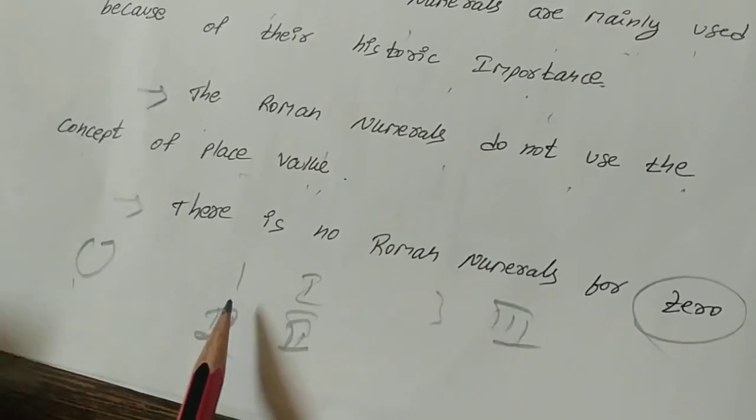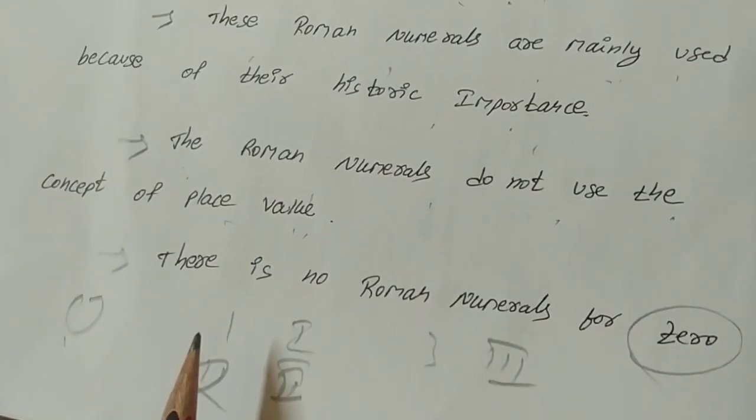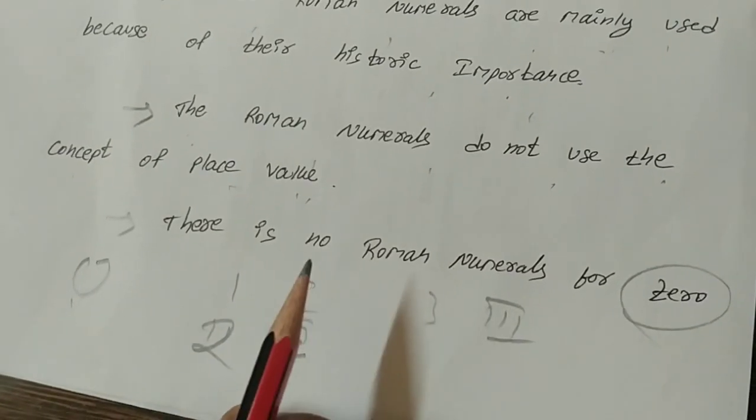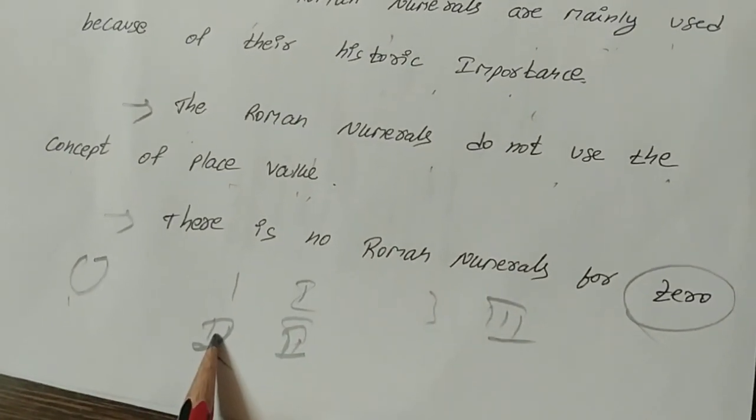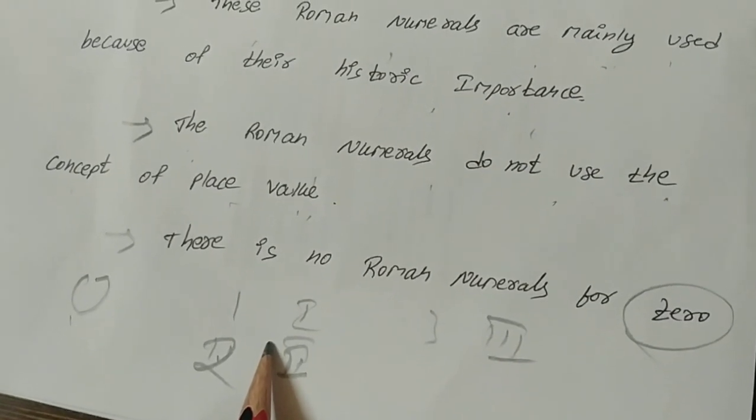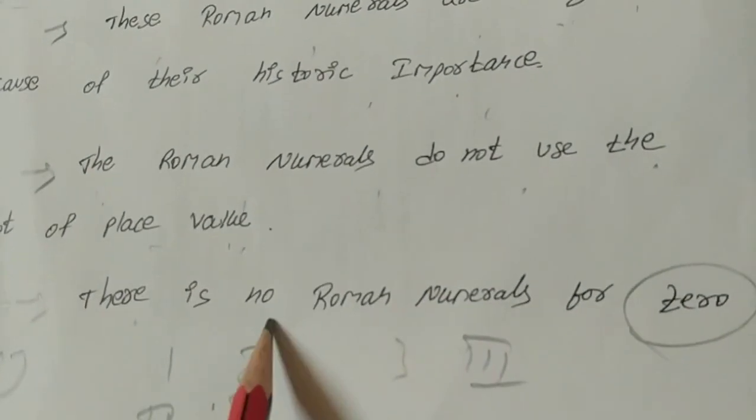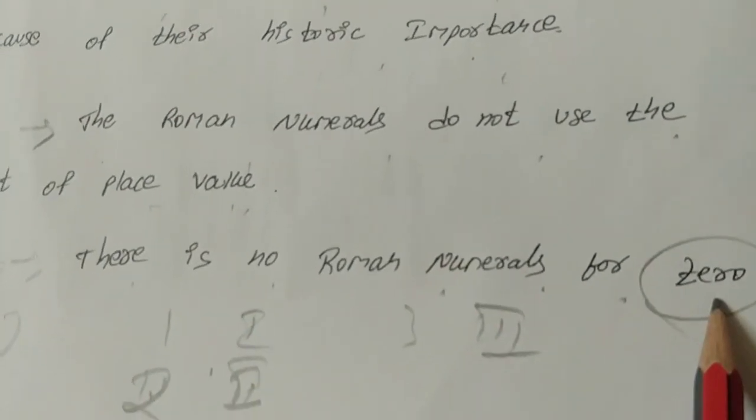But 0, we don't have any specific symbol in the Roman. Because we don't have fractions, that's why the 0 is not required. It's not important in the Roman numbers. Without 0 also we can use the Roman numbers, by simply calculating. So you should remember this very important point: there is no Roman numeral for 0.